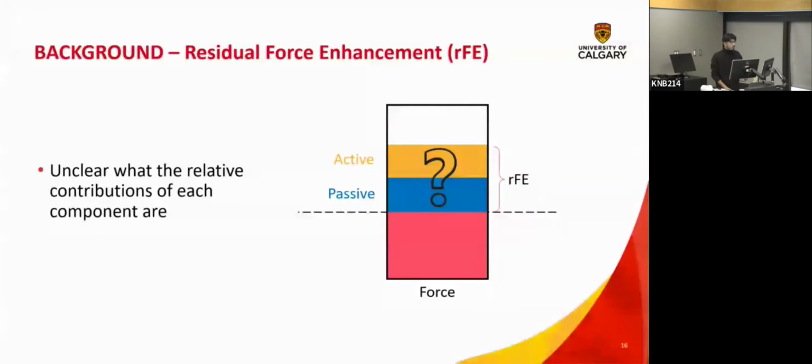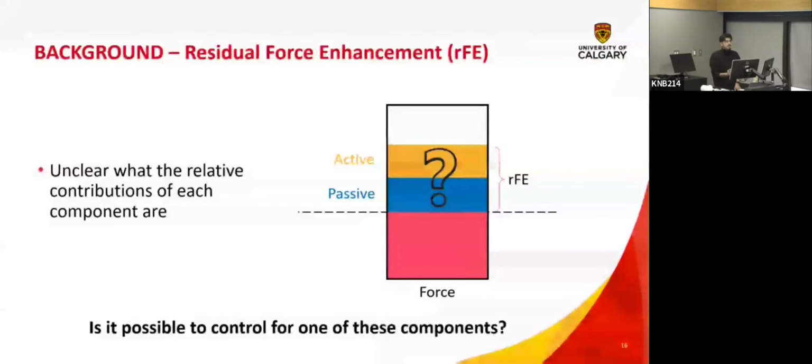As it currently stands, we don't really know what the relative contributions of the active and the passive components to RFE are. So the question is, how can we try and explore this relative contribution? And more importantly, the question that we're trying to answer is, is it possible for us to control for one of these components? Because in doing so, we might be able to isolate the effects of one over the other. This is where I introduce what we're interested in, rigor state or the rigor solutions.